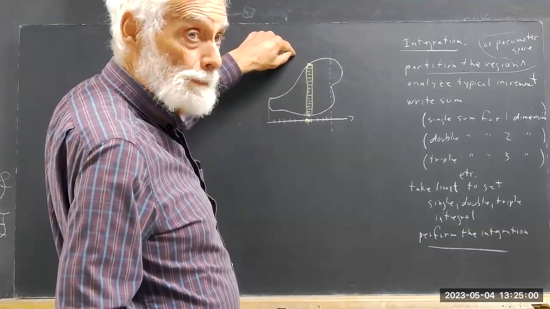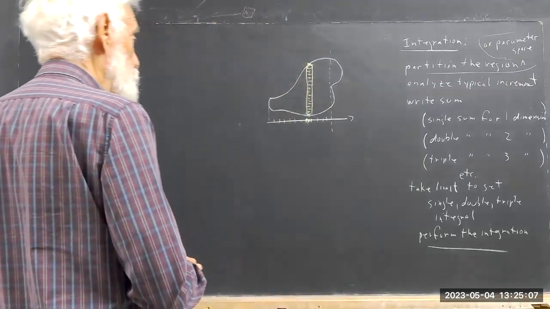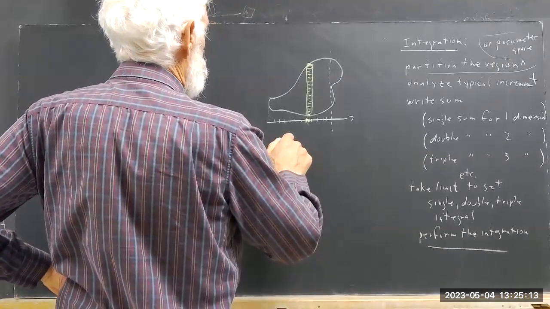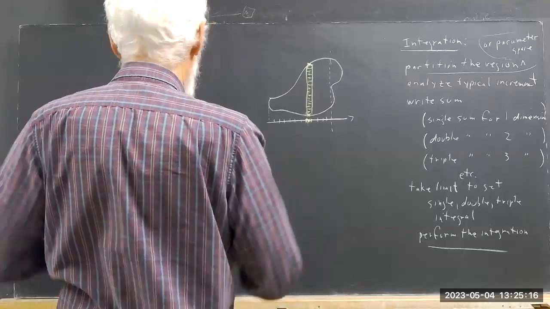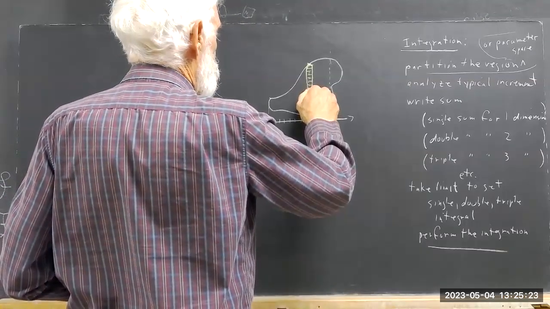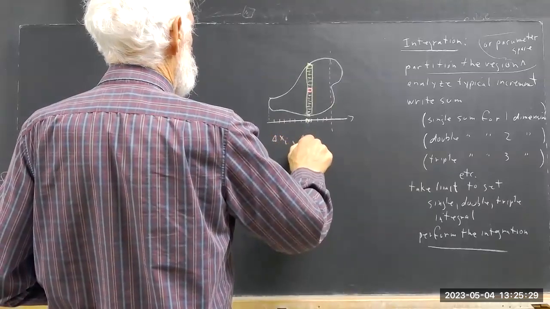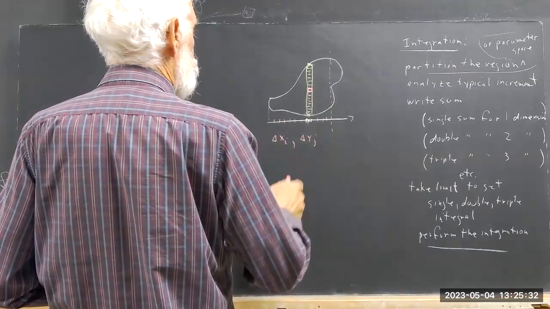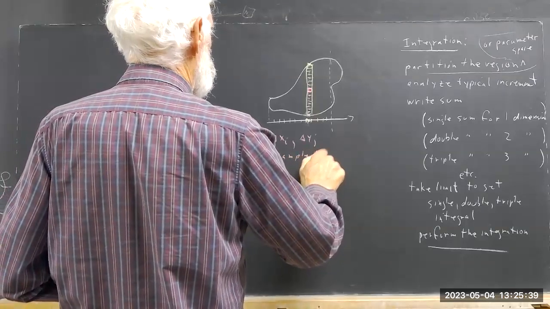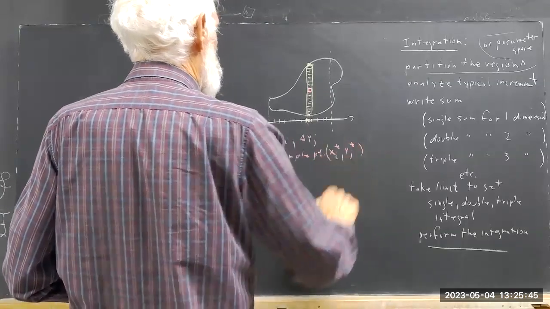And then you partition y. So for every x partition, you partition y. This increment is going to be a delta x delta y. You've got your sample point, x i star, y j star.